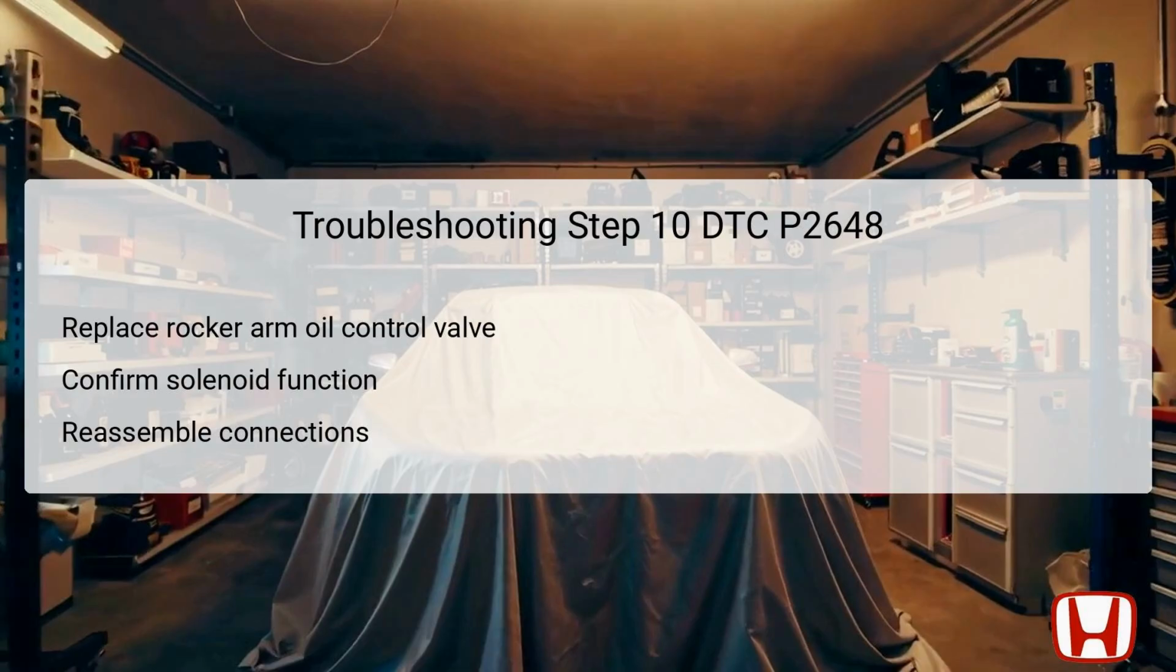If the technician determines the resistance reading from the rocker arm oil control solenoid falls outside of the specified range, the appropriate action is to replace the rocker arm oil control valve. This replacement effectively addresses the malfunctioning component responsible for the P2648 code and aims to restore normal electrical function within the circuit. Following the replacement, it is essential to confirm the new solenoid's operational integrity by rechecking resistance levels and ensuring they align within the acceptable range.